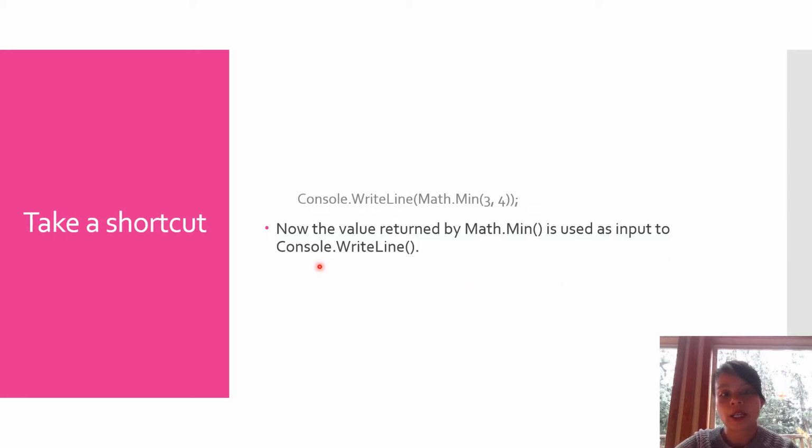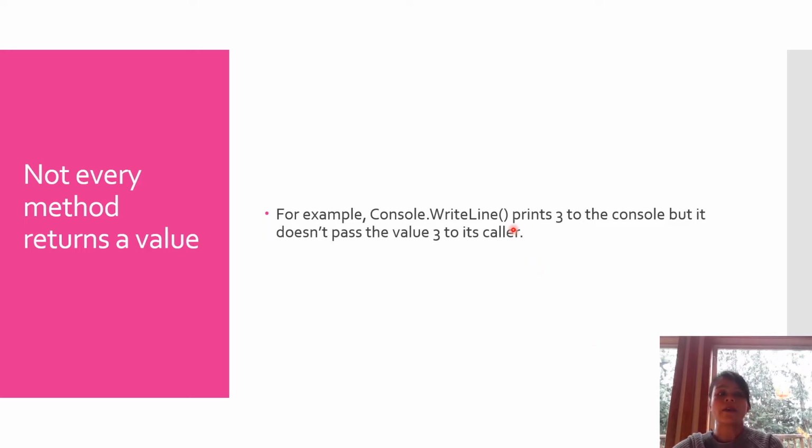You can also take a shortcut. You don't have to write so many lines. You can just go Console.WriteLine and then the method, and inside of that method the two arguments. Now the value returned by Math.Min is used as input to Console.WriteLine. So you don't need that extra variable in there. Not every method, though, returns a value. For example, Console.WriteLine prints 3 to the console, but it doesn't pass the value 3 to its caller.